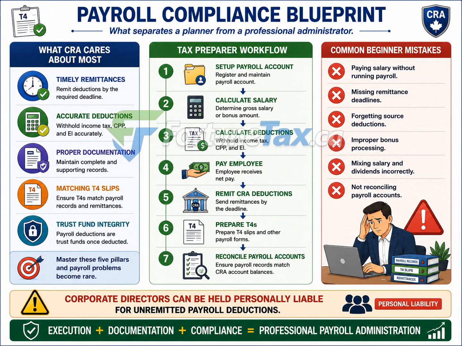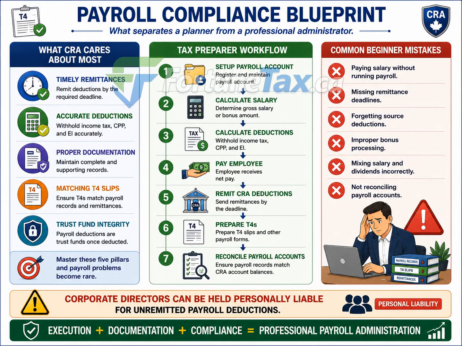First, timely remittances. Payroll deductions must be remitted by the required deadline. Even if the calculations are correct, late remittances can result in penalties and interest. Second, accurate deductions. Income tax, CPP contributions, and any applicable employment insurance deductions must be calculated correctly. Small errors can create larger reconciliation problems later.